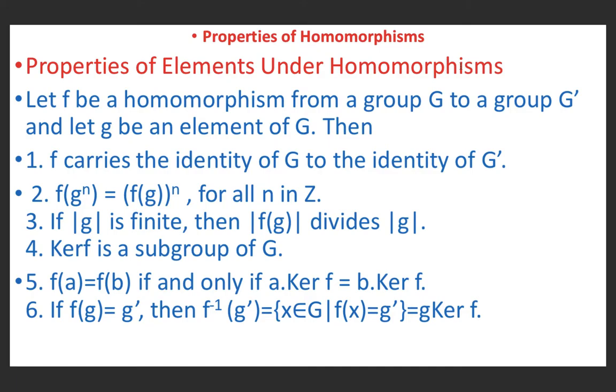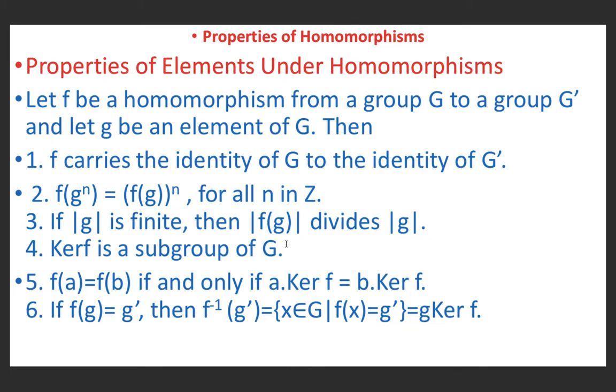Now, properties of a homomorphism. Let f be a homomorphism from a group G to a group G', and let g be an element of G. Then the first property is that f carries the identity of G to the identity of G'. So a homomorphism carries the identity of a group G into the identity of G'. Secondly, f of g raised to n is equal to f of g raised to n for all n in Z. Third property is, if the order of g is finite, then the order of f(g) divides the order of g.